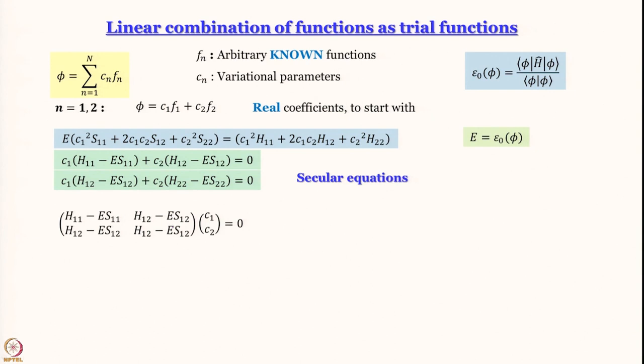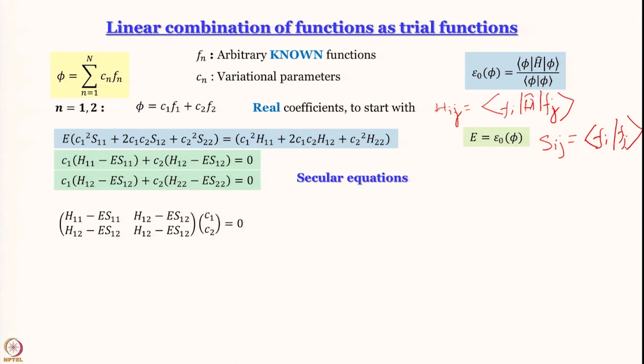What integrals are these? I actually should have written here, sorry for having forgotten. Let me write in general terms: Hij is equal to the integral of Fi star H Fj. And Sij, ij is a more general way to write because i can always be equal to j, is simply the integral of Fi star Fj over all space.